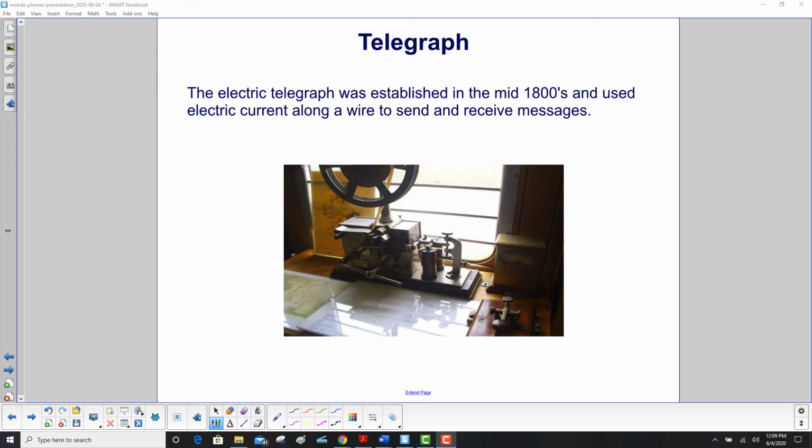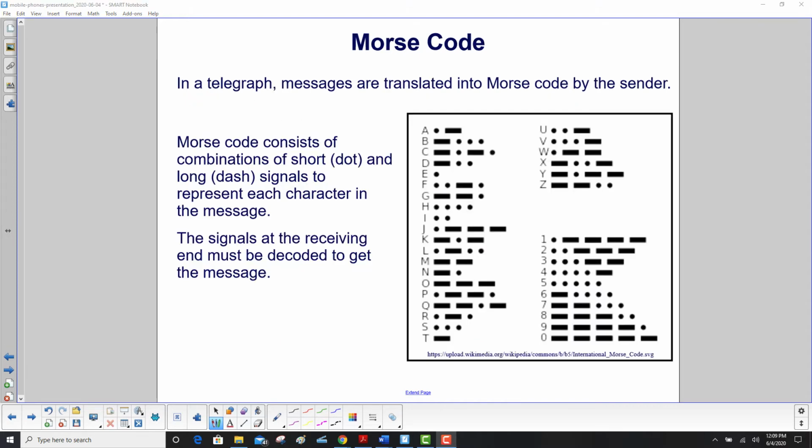The electric telegraph was established in the mid-1800s and used electric current along a wire to send and receive messages. In a telegraph, messages are translated into Morse code by the sender. Morse code consists of combinations of short signals, represented by the dot here, and long or dash signals to represent each character in the message. The signals at the receiving end must be decoded to get the message.